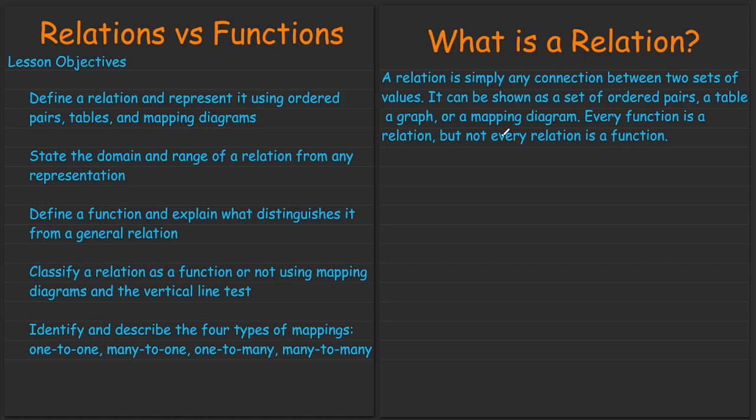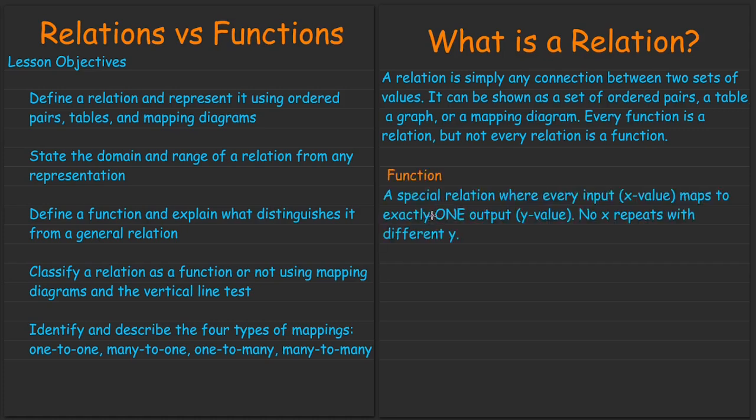We will be focusing on function. Now, you should know that every function is a relation, but not every relation is a function. So then what is a function? We say a function, on the other hand, is a special relation. A function is a relation where every input, that is the x value, maps exactly to one output, that is the y value. No x repeats with different y.